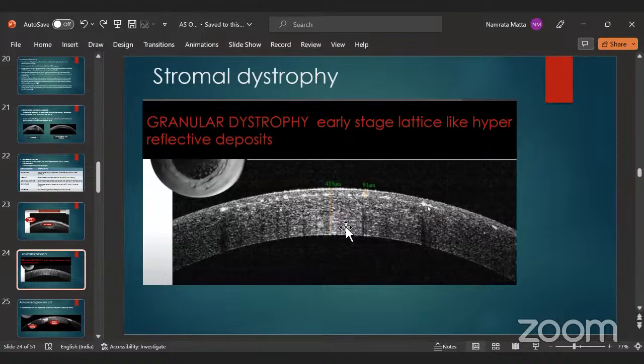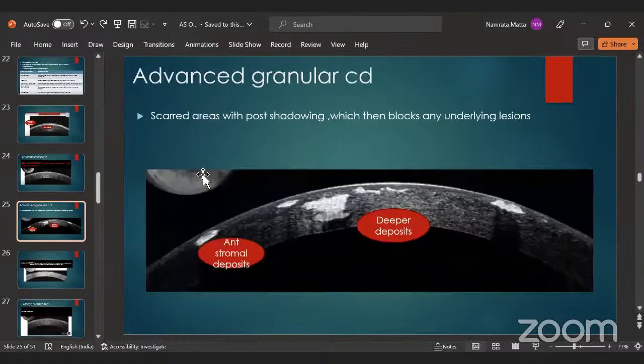So this is a granular dystrophy, how it looks. There is an increase in the thickness. There are early stage lattice-like structures, hyperreflective deposits. This is how the image will be on slit lamp. This is just a correlative tool, just to correlate our findings.